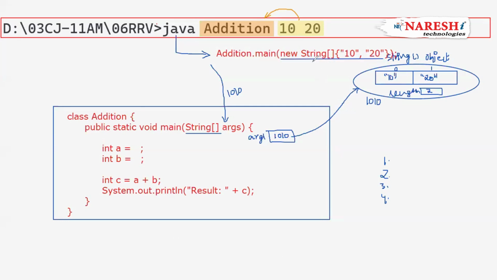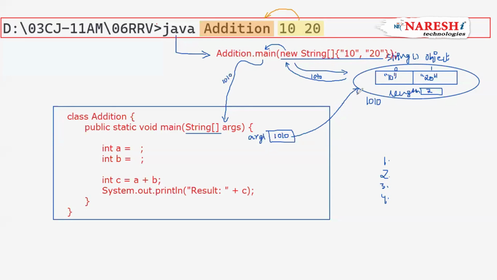Array object is created, and its reference is retrieved and passed as an argument to the main method. Everyone understand? Passed as an argument to the main method of which class? Addition class. Then the reference is stored inside the args variable, pointing to it.